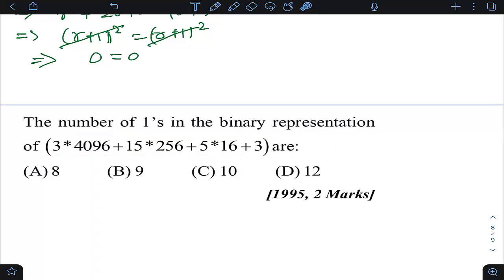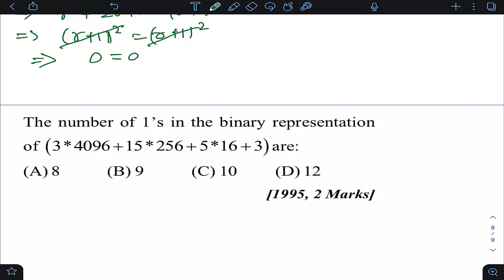One way to solve this problem, which many of you may do, is this: because nothing is given, you can assume this is in base 10. You get the base 10 equivalent, then convert that into binary. You know how to convert base 10 to binary, and there you can count the number of ones. But that's not the right approach to solve this kind of problem.